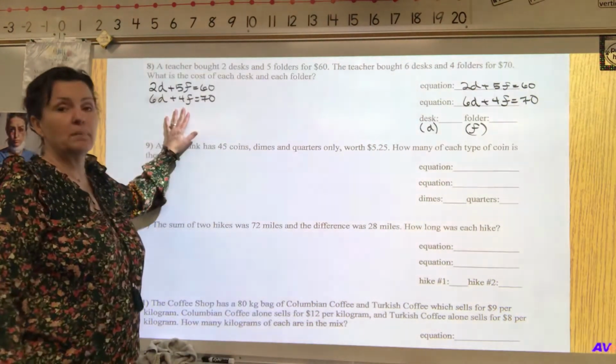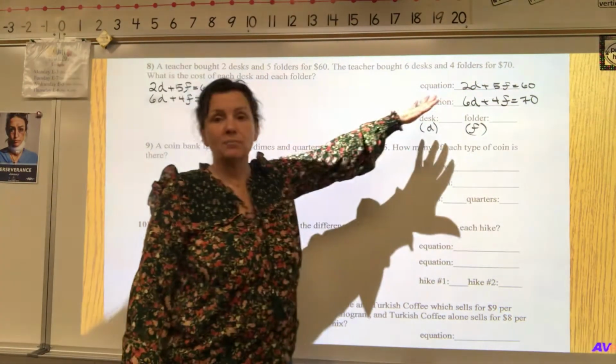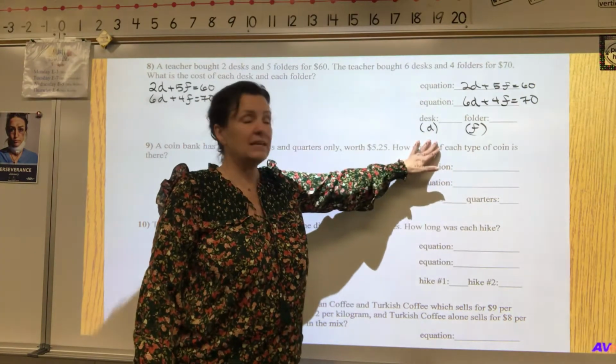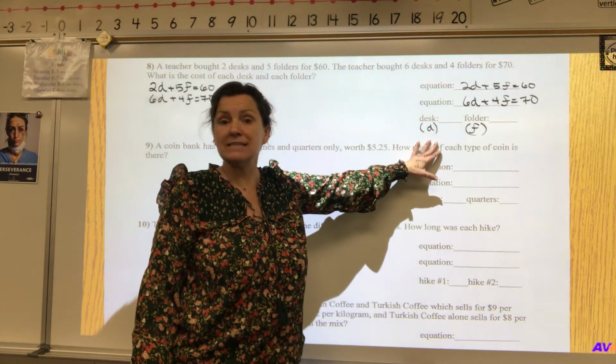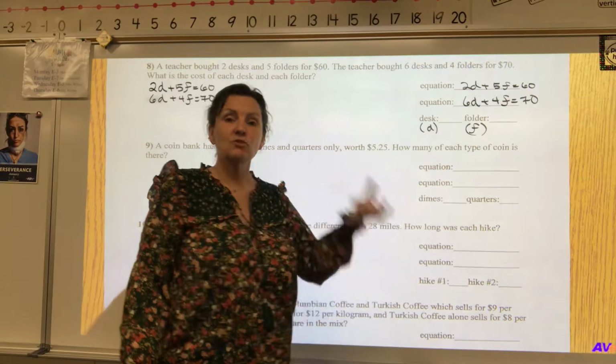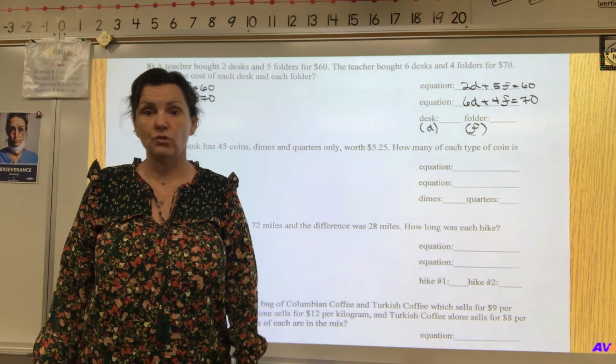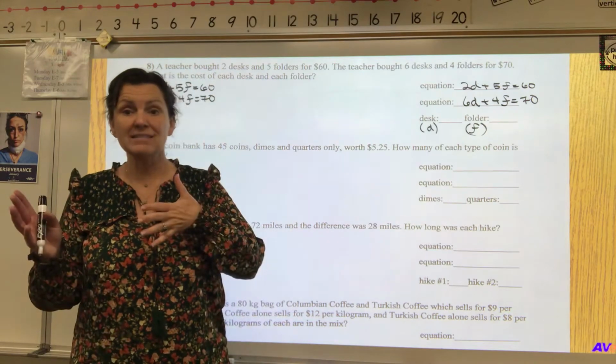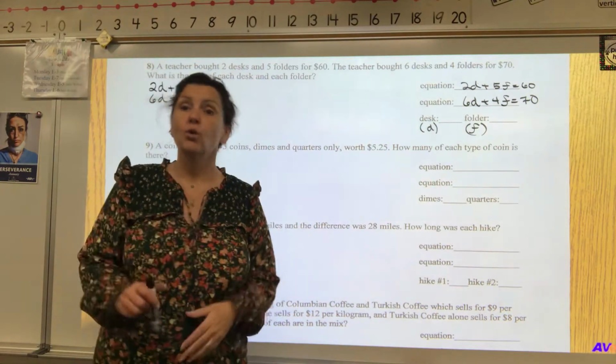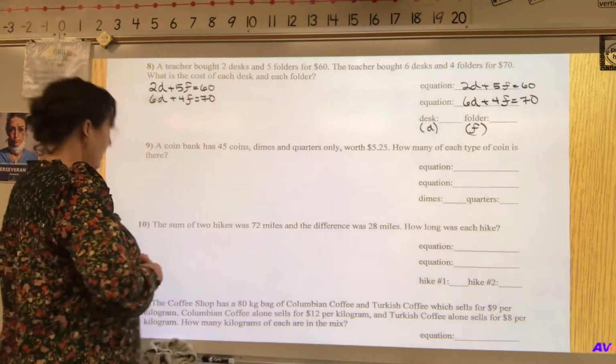We've already set this one up on our previous video. I have my setup written over here, and I've indicated what my variables mean. Desk is D, folder is F. So we're going to use elimination. Elimination is where we eliminate one of the two things. Either we eliminate the desks, or we eliminate the folders, whatever one's easiest for us.